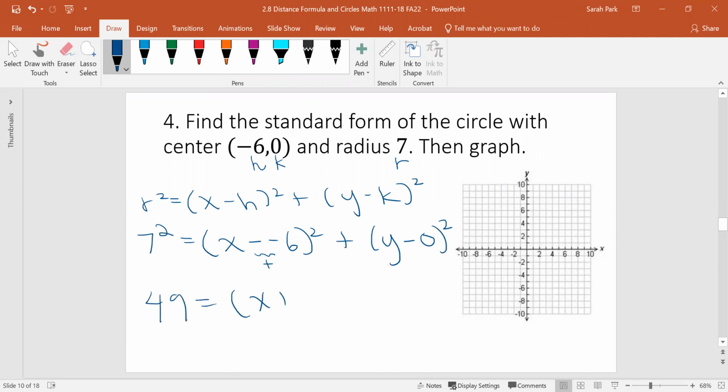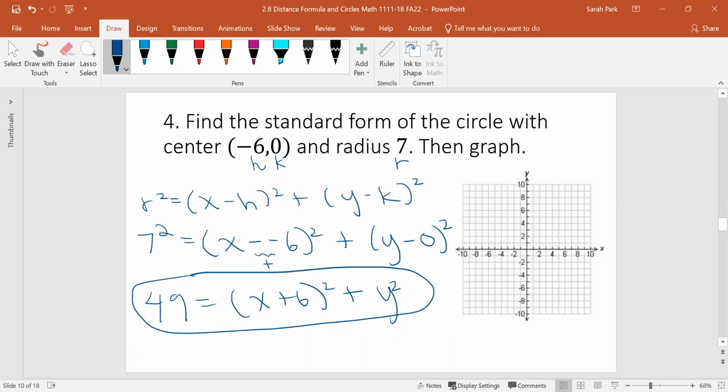We have (x + 6)² + (y − 0)², which is just y², equals 49. That's it. That's the standard form. You stop there. Again, no need to expand (x + 6)². Just leave that in its parentheses. And let's just graph this: center (−6, 0) with radius 7.